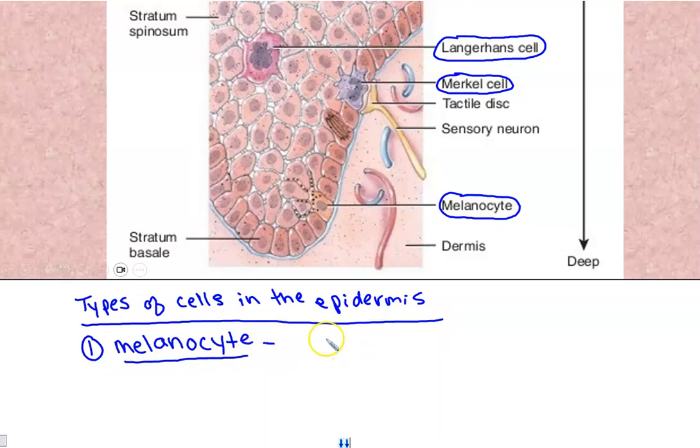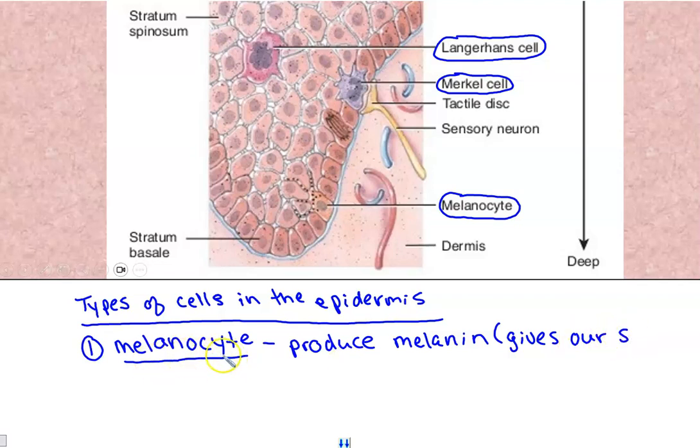If you said melanin, you are absolutely correct. So they produce melanin. And so melanin is the pigments for your skin. And there are a couple different kinds of melanin, some that produce orangey reddish colors, some that produce brownish black colors. And so depending on your ratio, it gives you your skin tone color. So it is the melanin that gives our skin color.